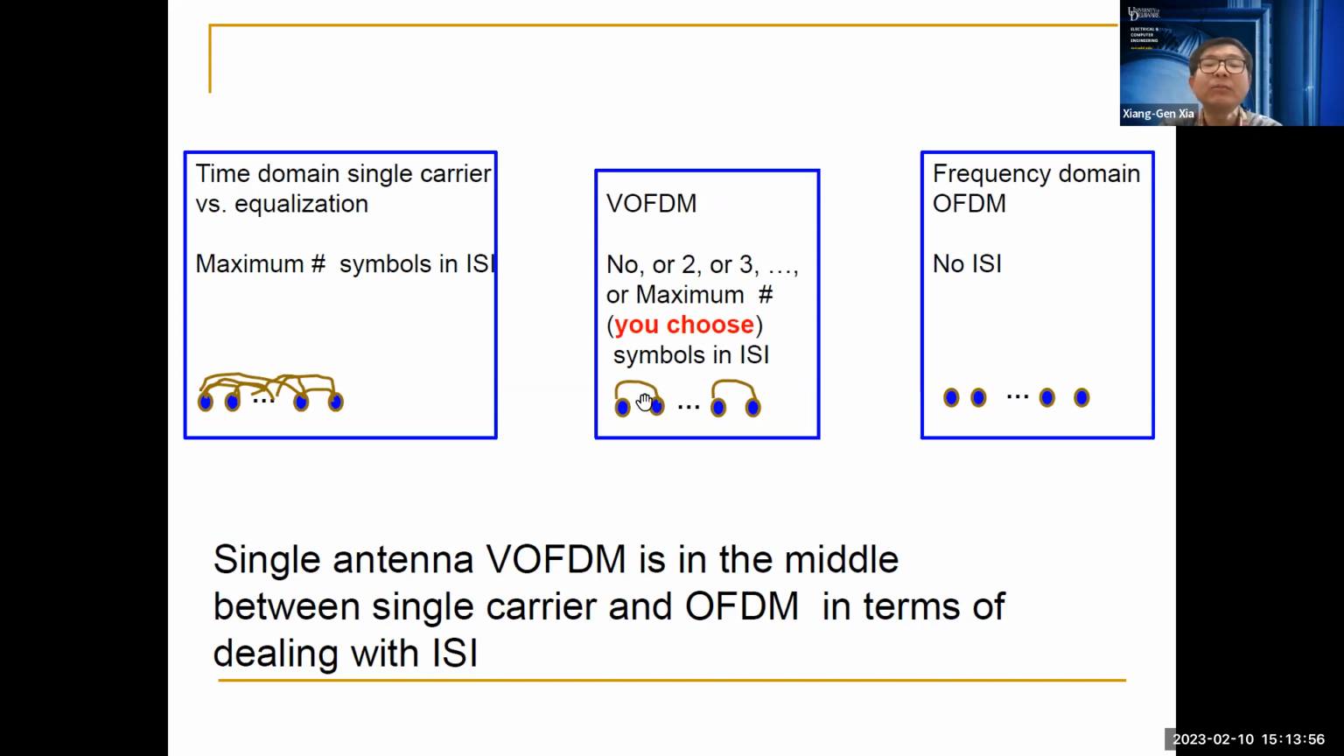The number of symbols interfering with each other is the vector size. If the vector size M is not more than the channel length, okay, you can choose two, you can choose three, etc. So it's really flexible. In any sense, single antenna VOFDM is in the middle between single carrier and multi-carrier OFDM to deal with intersymbol interference.